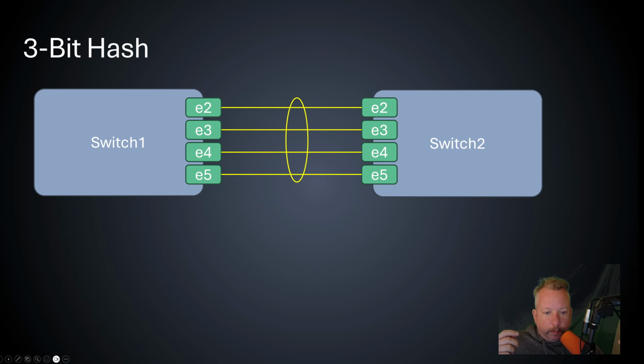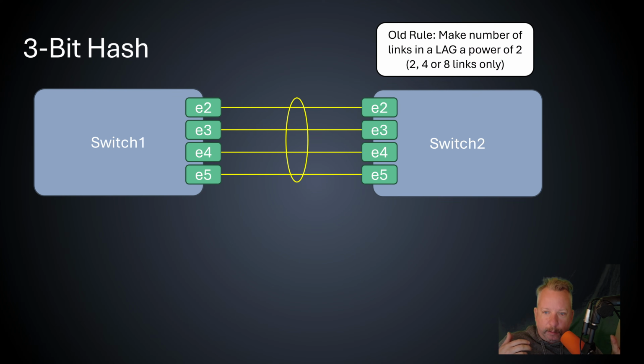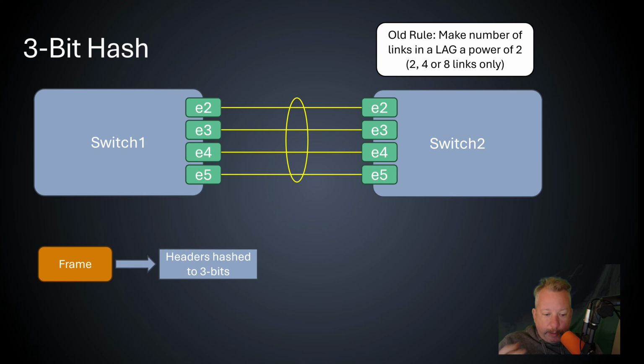So it used to be, this is more than 20 years ago, switches would have a 3-bit hash. Let's say we had 2 switches here, and the rule would be that we would have to make a LAG a power of 2. So either 2, 4, or 8 links. And the reason was, a frame comes in, we do some sort of function on the headers, and we would get a 3-bit number. So it was a 3-bit hash.